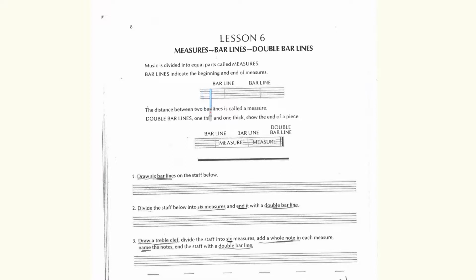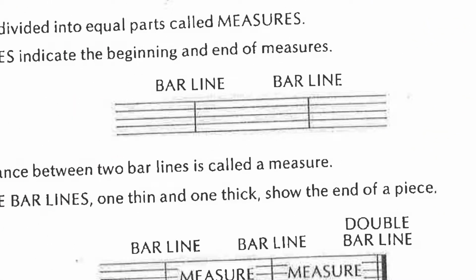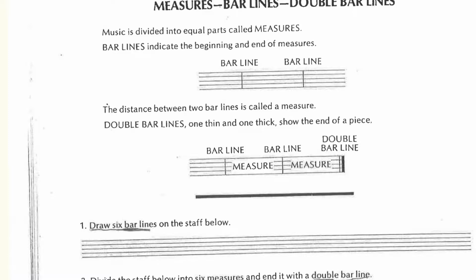So here's the 5-line 4-space staff. To divide it into measures, you'll use these bar lines. The bar lines go from the top line to the bottom line, as you can see. If you look closely again, from the top to the bottom, they don't go above or below. And again, as you remember from lesson 1, the 5-line 4-space staff. So the distance between the bar lines is called a measure.